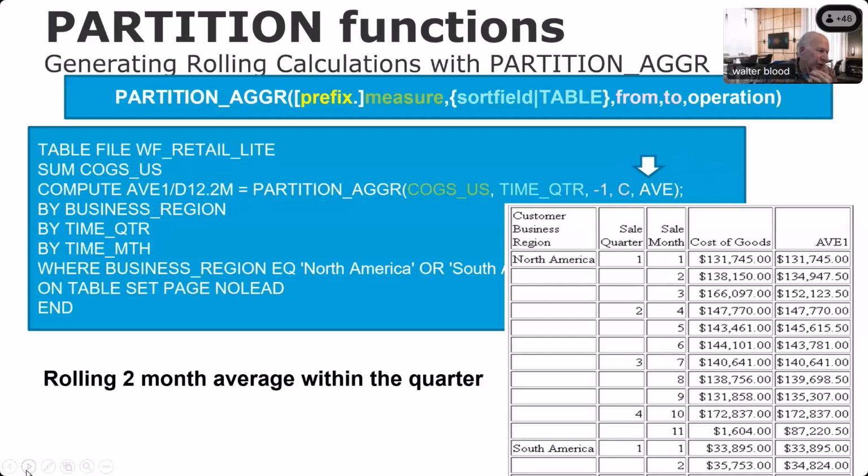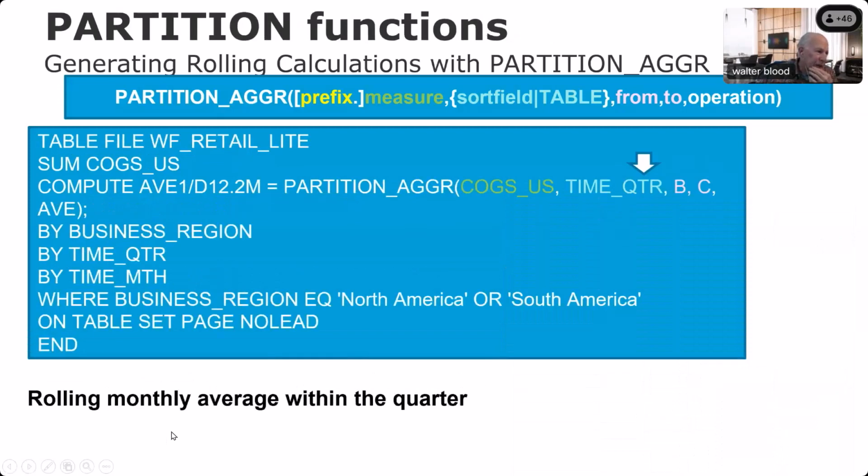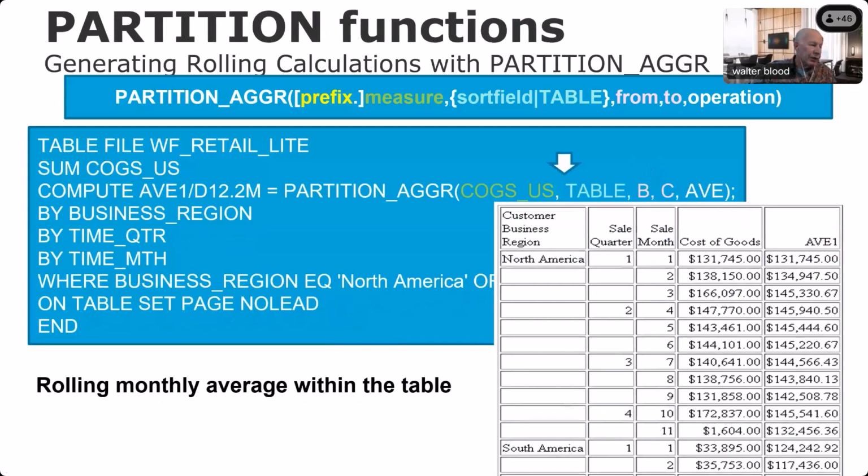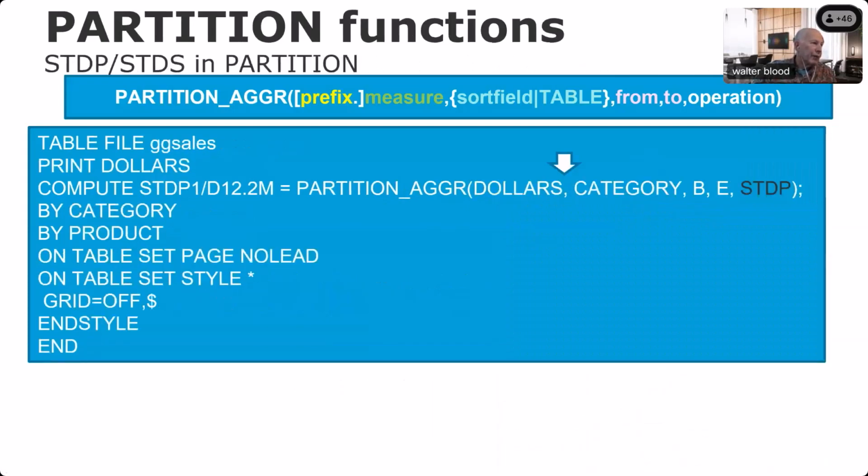So you have the ability to create very complicated things. There's a rolling monthly average within the quarter, which would be another thing that you can do. And you can see that in each case it starts from month 1, and it does a rolling average for the 3 months that are involved. And if you want, you can actually build a rolling monthly average for within the entire table, which effectively uses the entire table as the partition. All right. It's up to you.